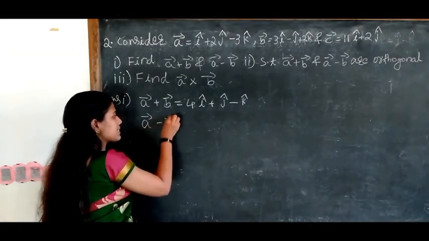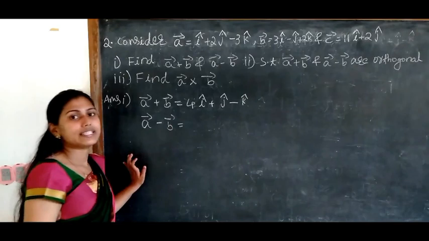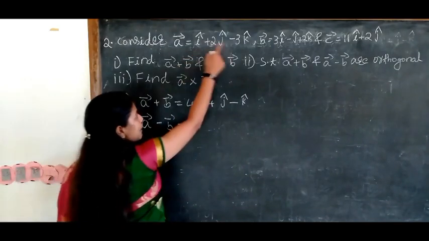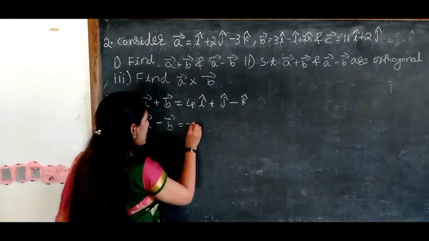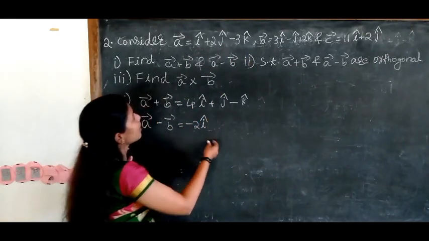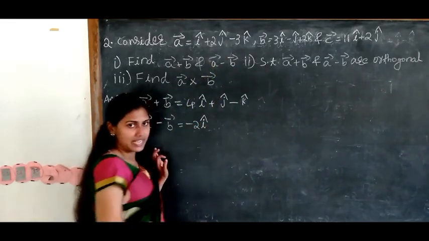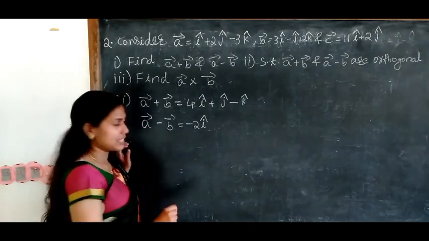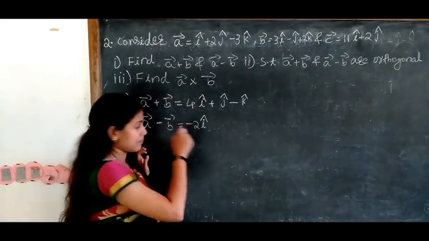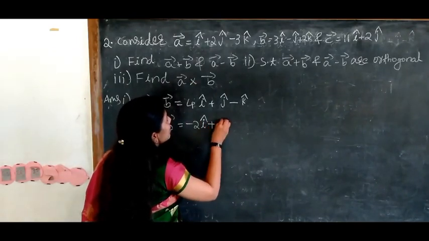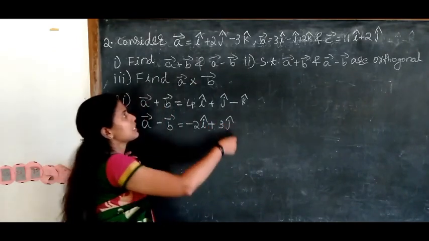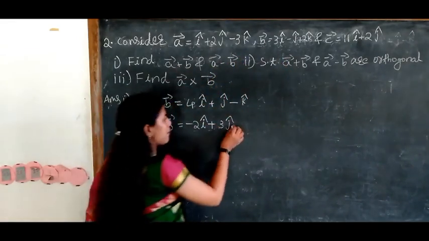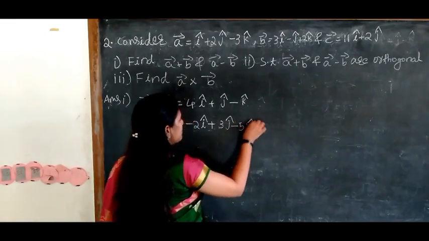Vector A minus vector B is equal to, also in the subtraction of two vectors we subtract the same terms, that is i cap minus 3i cap, that is minus 2i cap, 2j cap minus minus j cap, that is 2j cap plus j cap, that is plus 3j cap, minus 3k cap minus 2k cap, that is minus 5k cap. Okay.